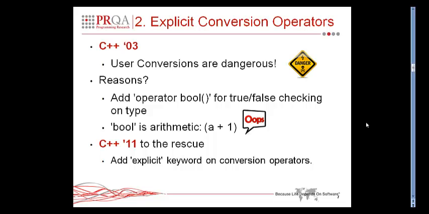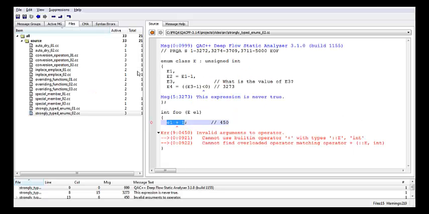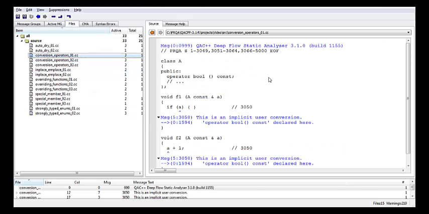C++ addresses this by reusing the explicit keyword for conversion operators in a very similar way to how it is used for converting constructors. Again, we'll show some examples of this. Here we have a class A, and we've got our conversion operator going to bool. And we have the desirable case here: if A in our context. A calls the conversion operator and tests it for true or false.